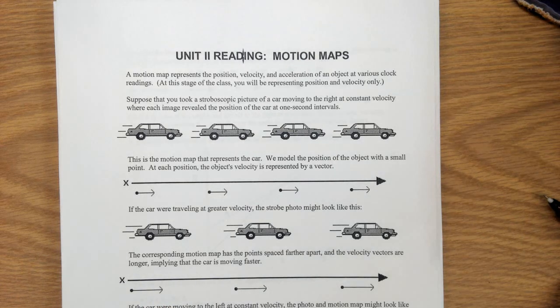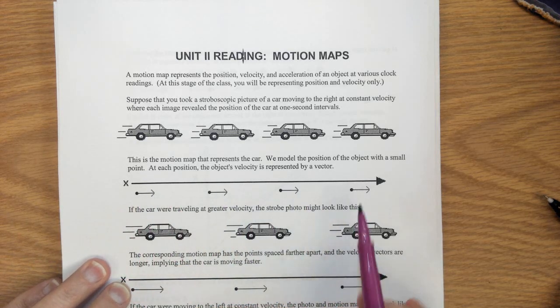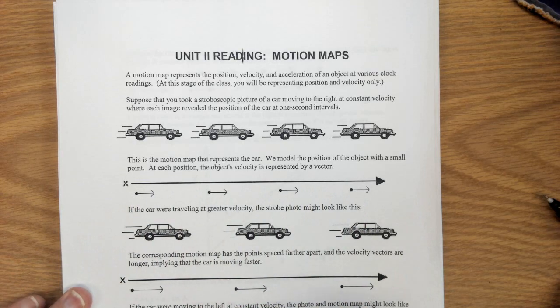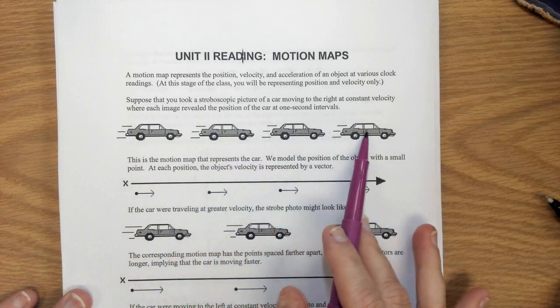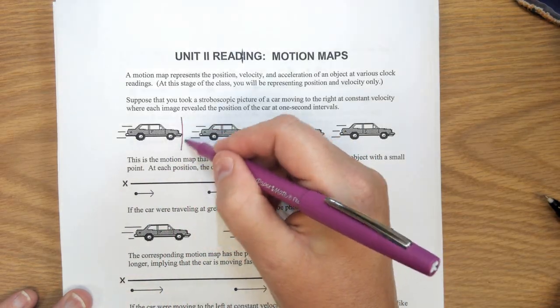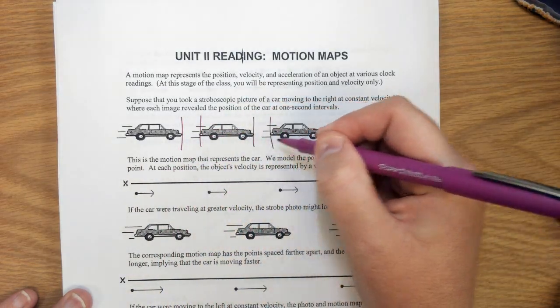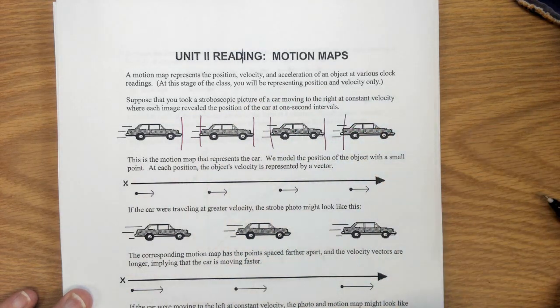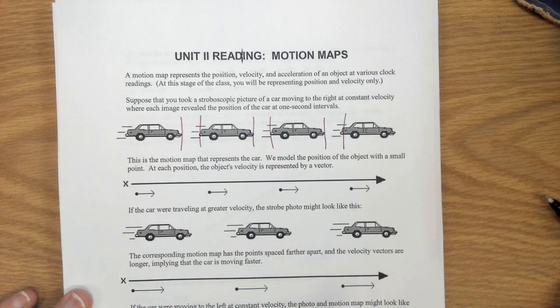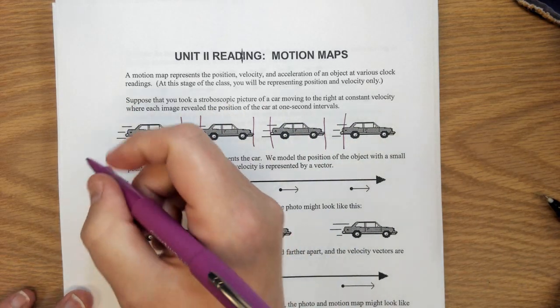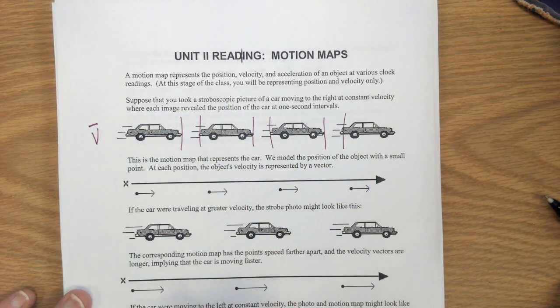Now, a motion map is basically a representation of motion using vectors. And vectors are the arrows that you see right here. So, for instance, let's take a second and look at this car. You can see the car is evenly spaced, and the spacing stays the same throughout. So it's a nice, even, constant velocity.